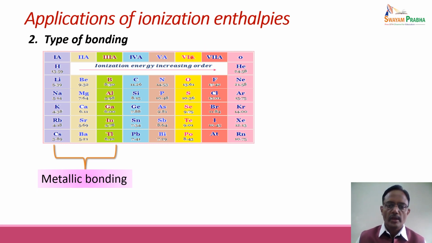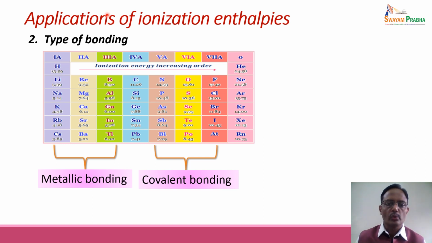Similarly, when we go to the right hand side, the elements have a very low tendency to release electrons. As a result, elements among themselves will show a typical bonding called covalent bonding, because they do not have a tendency to release electrons, but they have a tendency to share electron pairs, and this leads to covalent bonding.